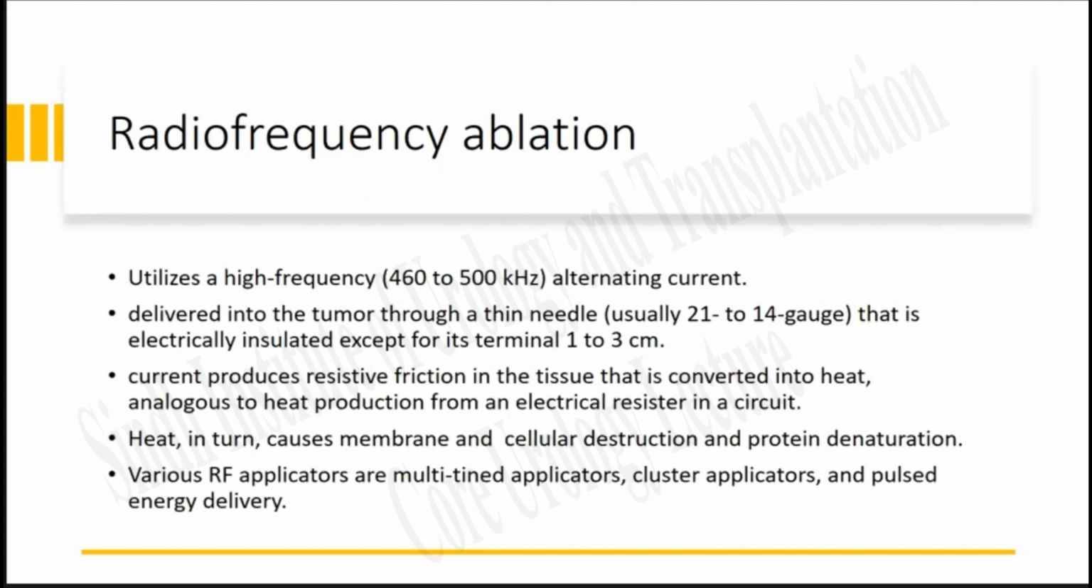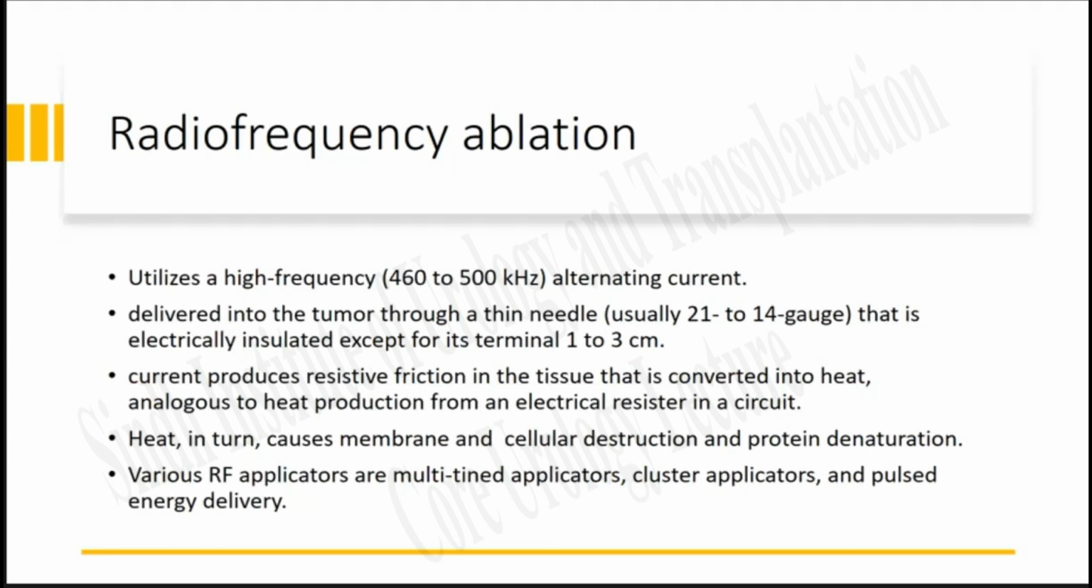Radiofrequency ablation utilizes a high frequency, that is 462 up to 500 kilohertz, alternating current to generate heat. Most radiofrequency systems used for the kidney are monopolar, and the current is completed with grounding pads placed on the patient's back or thigh. This thermal ablation is delivered into the tumor through a thin needle, usually 21 to 14 gauge, that is electrically insulated except for its terminal 1 to 3 centimeters.